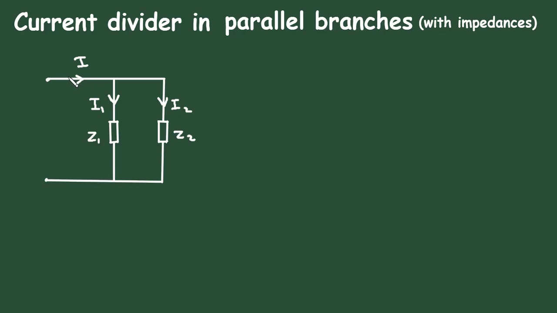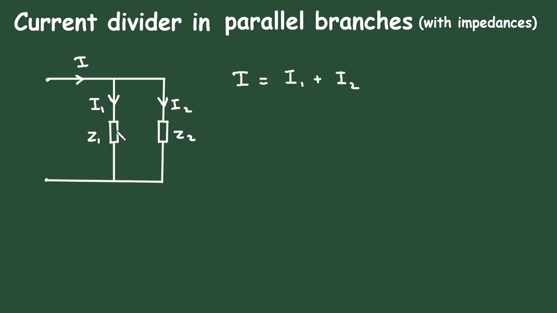So here we can see this is a total current I. This is current I1 in impedance Z1. So let's say this is branch 1 and this is branch 2 with current I2 and impedance Z2. According to Kirchhoff's current law, the total current, or summation of all the currents entering a node, is equal to the summation of all the currents leaving the node. So this I should be equal to I1 plus I2.